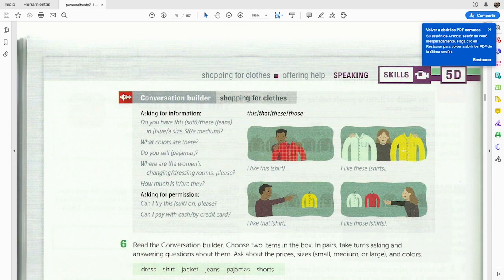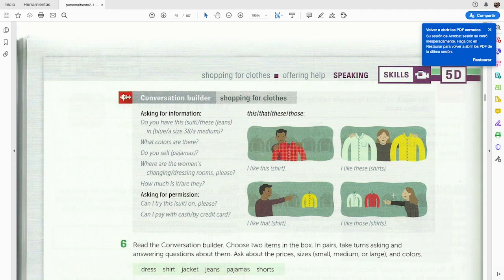So here you may probably need to use the plural form, which is these. It sounds similar to this, but it's a little bit longer, these. And the other is, I like those shirts. It is in plural as well.